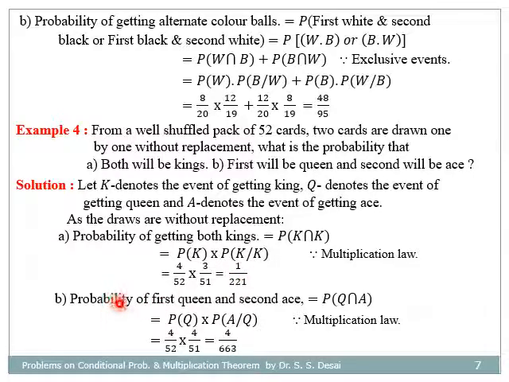Similarly, the probability of getting a queen card first and an ace card second is equal to probability of Q intersection A. Again by the multiplication theorem, this becomes probability of Q into probability of A given Q, that is 4 divided by 52 into 4 divided by 51. The final simplification is 4 divided by 663.